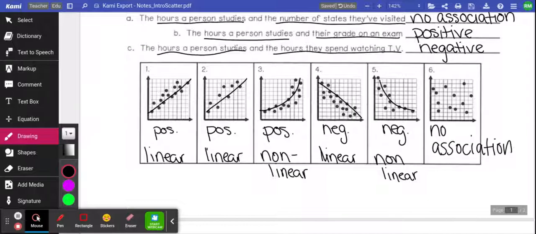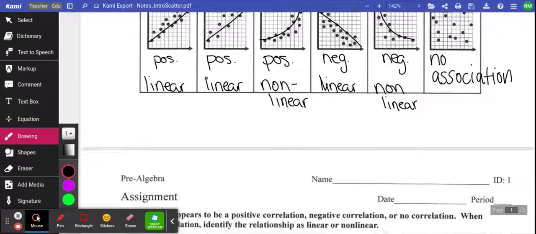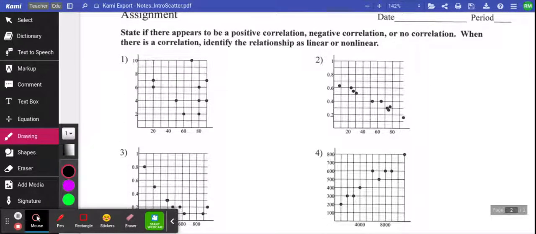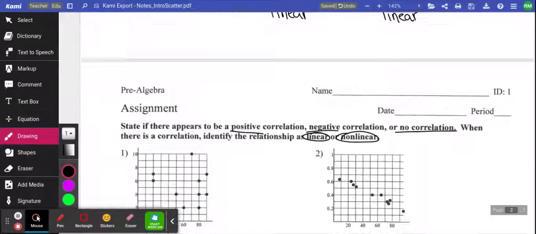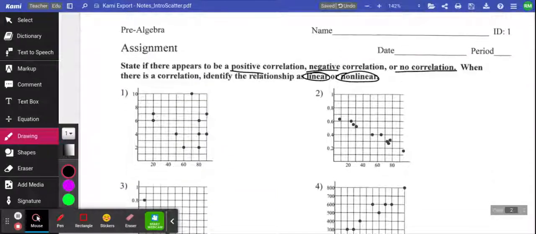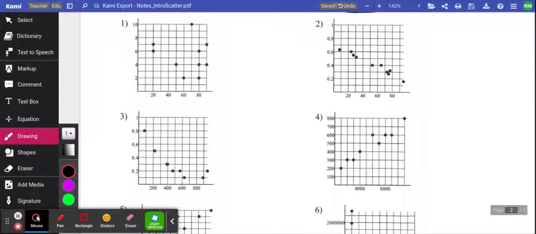So, any questions about this? Positive, negative, no association, linear or nonlinear? Okay. On the back, or not on the back. If it was on paper, it'd be on the back. But down below, you're going to tell me if it's positive, negative, or no correlation or association. Correlation and association are the same. And then you have to tell me if it's linear or nonlinear. So just like we did right above, you can abbreviate if you'd like. And I want you to go through 1 through 10.